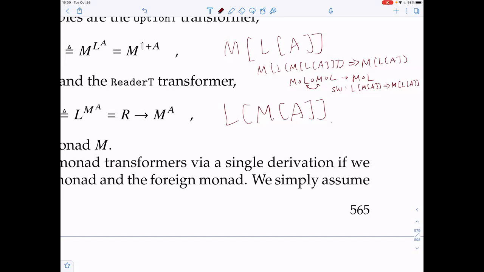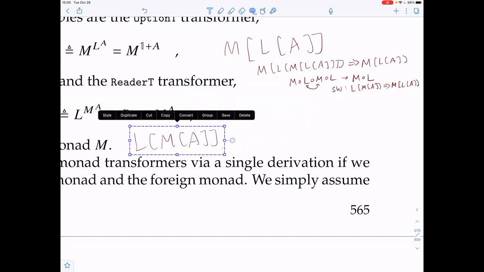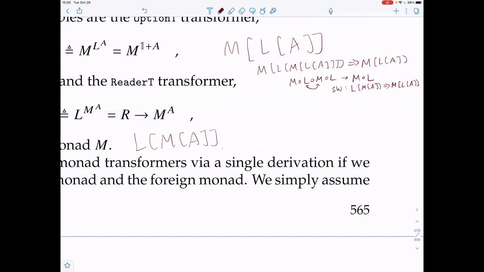You transform M, L, M, L using swap into M, M, L, L. And then you use flatten on these two monads. So then you get ML. In this way, if you have a swap function, you can define a flatten function for the composition ML.